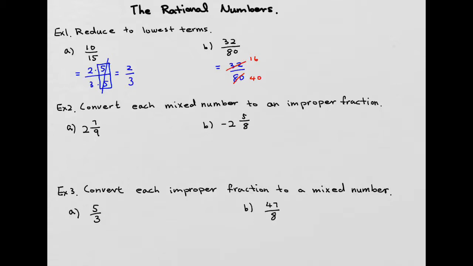16 and 40, they're even numbers again. So I could say 2 goes into 16 8 times. 2 goes into 40 20 times. And if you see something bigger than 2, that's okay to get rid of. I can see that 4 goes into 8 2 times. 4 goes into 20 5 times, which will give you the lowest term of 2 over 5. That's how you can reduce to lowest terms when you see fractions.